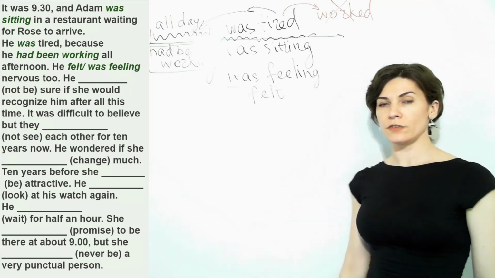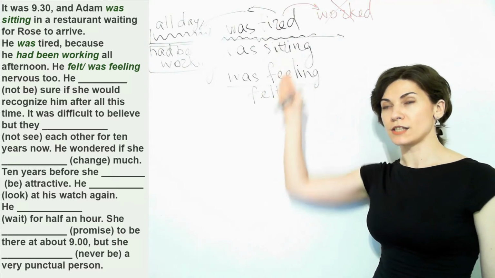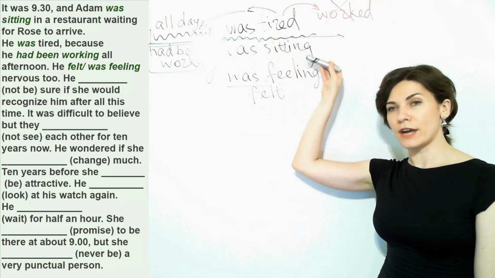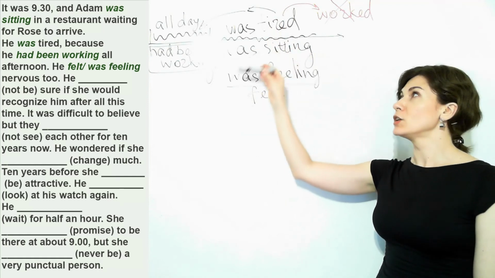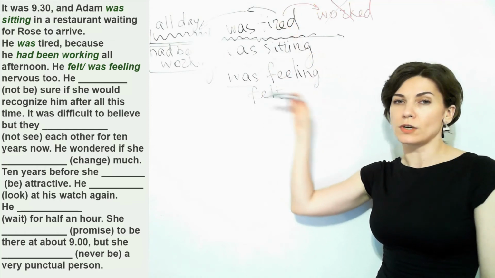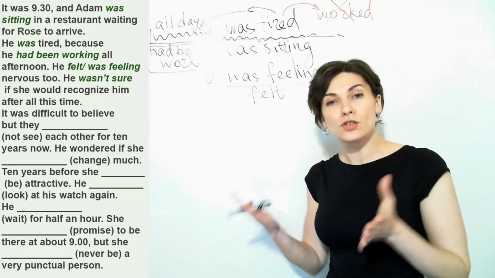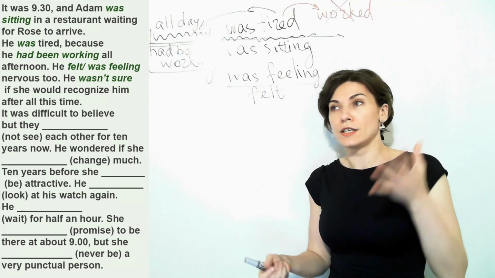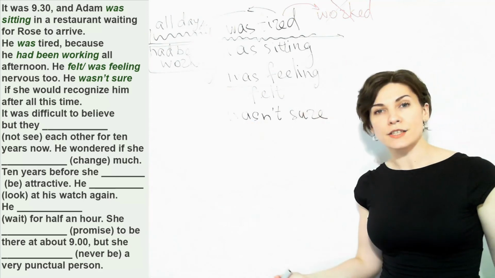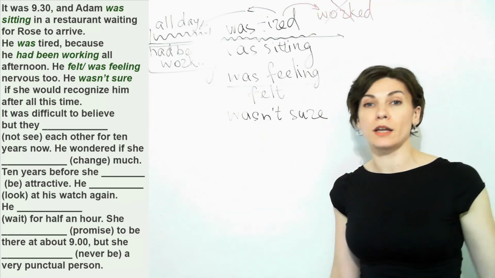If you look at the timeline, you will see how all these processes and states happened at the same time. He was sitting at the restaurant, and at the same time he was tired and he felt nervous or was feeling nervous. And at the same time he wasn't sure, so that's another state of his mind. He wasn't sure she would recognize him after all these years, so probably he hadn't seen her for many years.